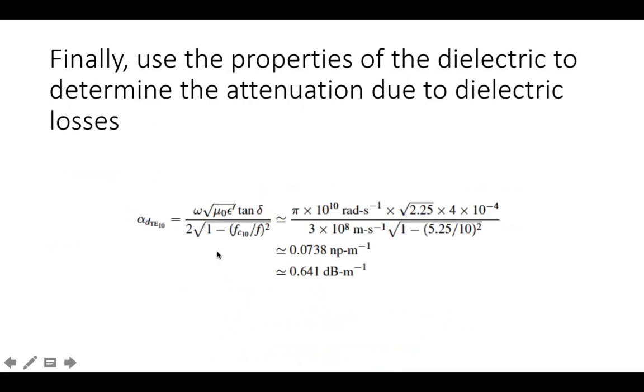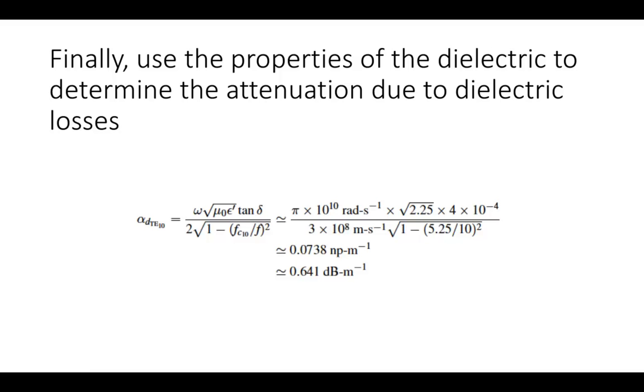So finally, we're going to use the properties of the dielectric to determine the attenuation due to the dielectric losses. That formula is given here, where the loss tangent is sort of the new factor that shows up. So we basically, once again, just plug in the numbers to the formula, and we end up with 0.0738 nepers per meter, or 0.641 dB per meter. So when you just solve for alpha directly, you will get 0.0738.